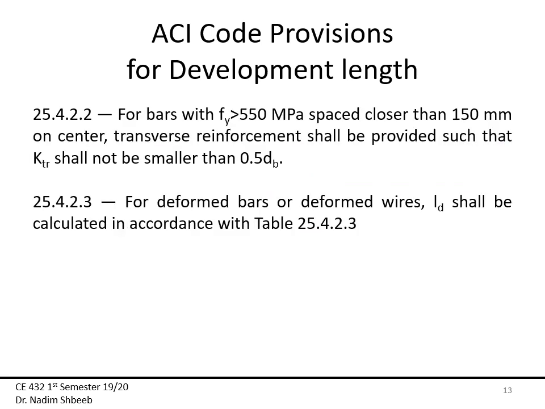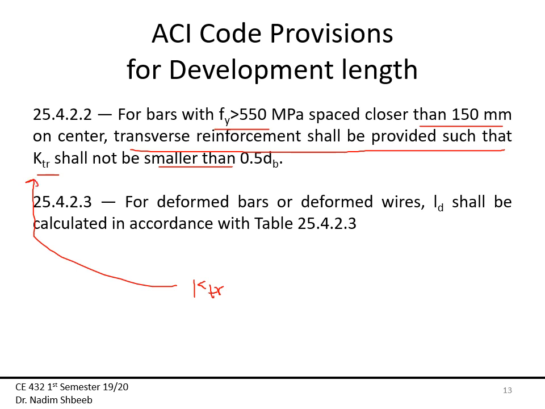Before we get into that, if I have bars with fy larger than 550 megapascals and they are spaced closer than 150 on center, then transverse reinforcement shall be provided such that Ktr shall not be smaller than 0.5 db. Now, when we talk about the equation, there's a value that we call Ktr. I'm going to show you how we're going to calculate that. And for this particular one, it should not be less than the diameter of the bar over 2.